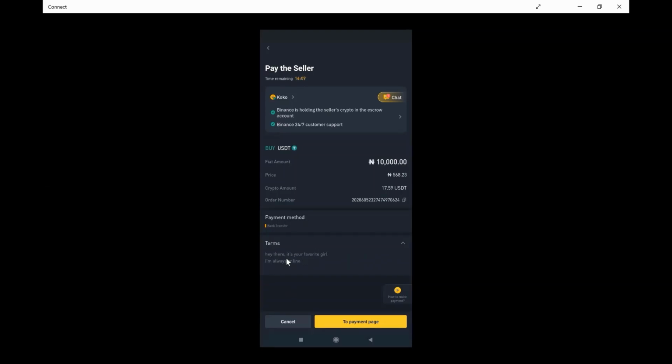It happens to be a girl, yeah? She wrote this, it's a customized message she just wrote: "Hey there, it's your favorite girl, I'm always online." Because whenever you're doing a P2P transfer, you the buyer need the seller to be online, so that once you make that payment, they can get the notification, attend to it and confirm the payment once they receive the alert, so that Binance can release the crypto to you. Okay, so it's telling you can also chat.